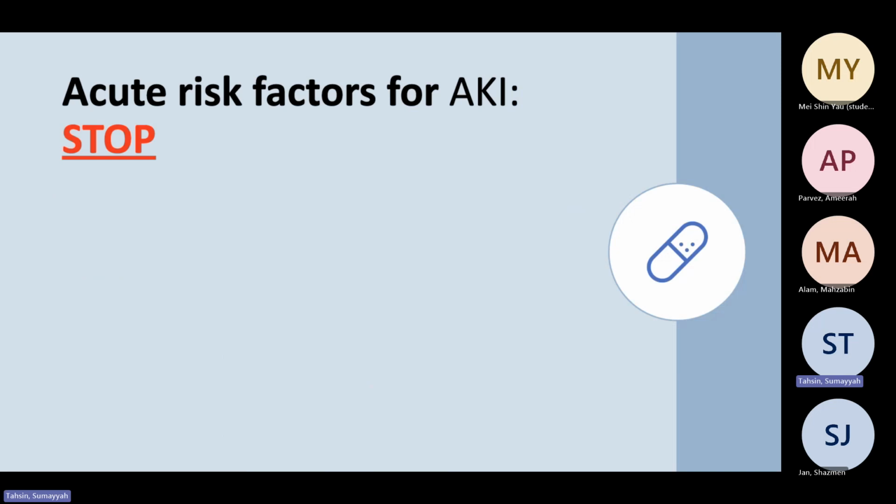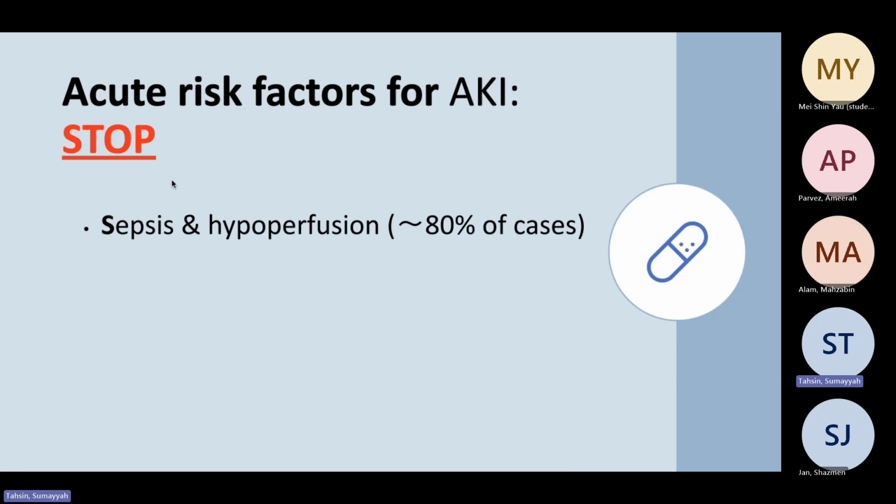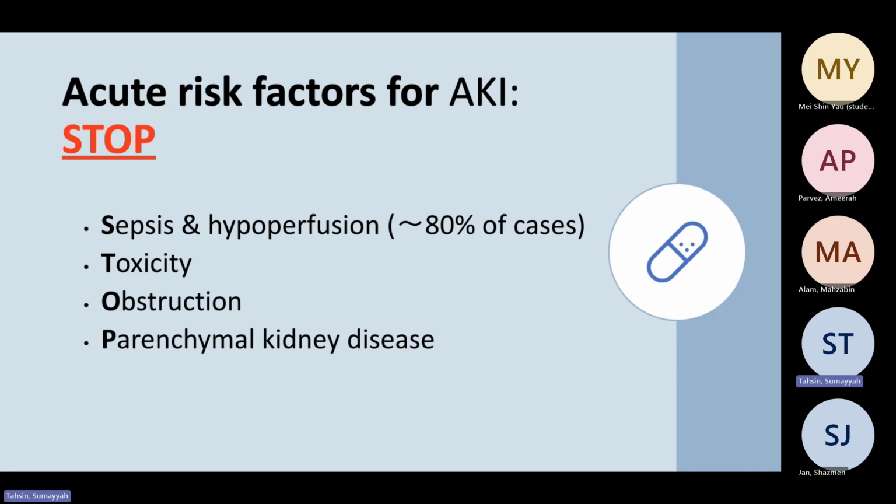Okay, so in terms of the main risk factors for an AKI, they can be remembered with the acronym STOP. So S stands for sepsis and hypoperfusion, which, as we said, cause most of the cases of an AKI. Toxicity, for example, a drug that may be toxic to the kidney. Obstruction, and then P stands for parenchymal kidney disease. And this is in order of most common to least common.